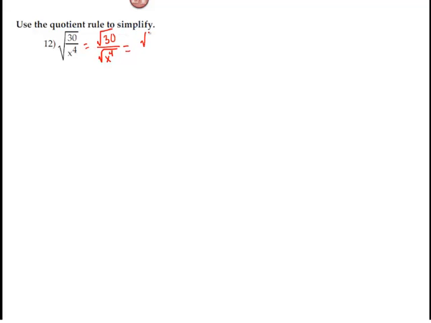Now, on the top, we can't take the square root of 30, but on the bottom, the square root of x to the 4th is x squared. Because x to the 4th is 4 x's, it's got 2 pairs of x's, so the square root of x to the 4th is x squared. The whole thing behind this is that we, as mathematicians, generally don't want square roots on the bottom of our fractions, and so we just achieved that. We got rid of the square root on the bottom.